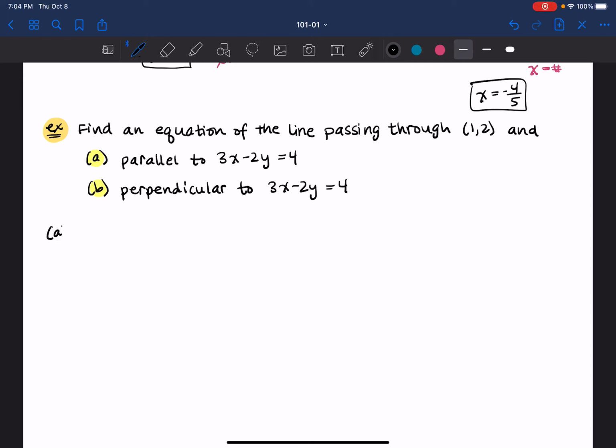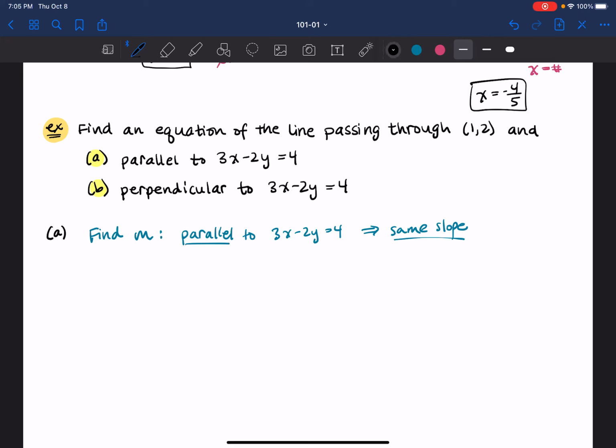So for part A, we have a point. We don't have the slope. But if we want to find the line that's parallel to this one, what we've got to do is find the slope of this one, and then we'll have the slope of the line we're looking for. So find m. Parallel to 3x minus 2y equals 4 means they have the same slope. Parallel, same slope.